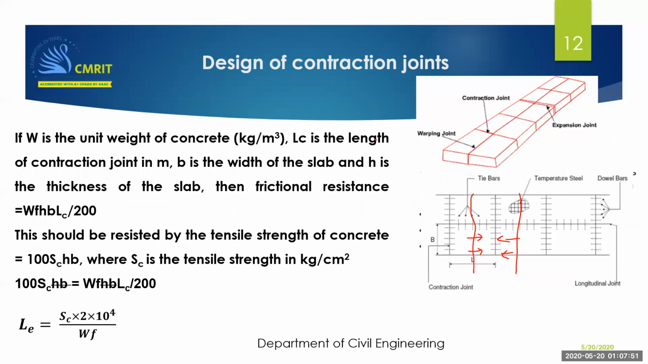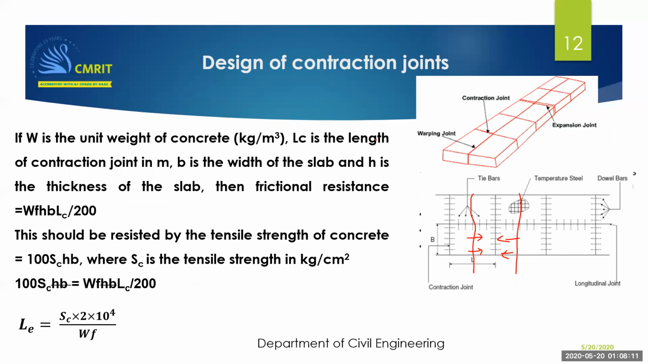Now coming to the design of contraction joints, if W is the unit weight of concrete, LC is the length of the contraction joint in meters and B is the width of the slab. Suppose we want to design a contraction joint, as we know that it is basically to withstand the shrinkage cracks.